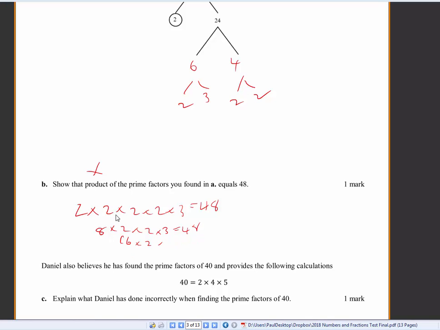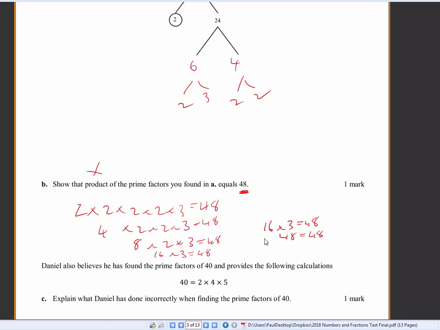So let's undo that. Alright, so I could identify that I made a mistake there because the product of my prime factors wasn't going to equal 48. So 2 2's are 4 times 2 times 2 times 3 equals 48. 4 times 2 is 8 times 2 times 3 equals 48. 8 2's are 16 times 3 equals 48. And 16 times 3 equals 48, so 48 equals 48.